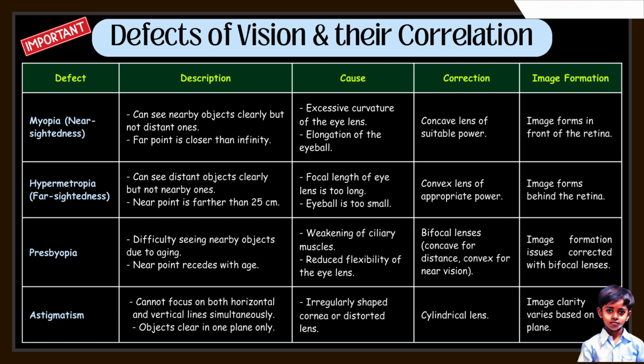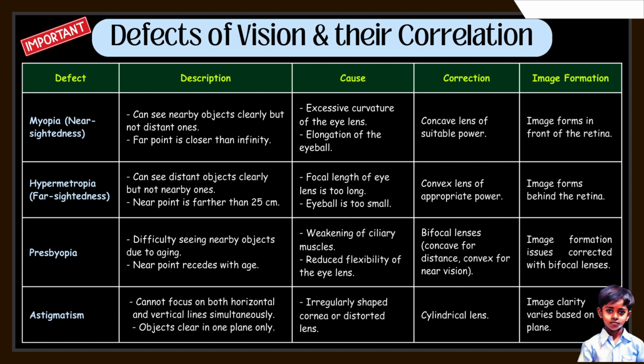Myopia happens due to excessive curvature of the eye lens or an elongated eyeball. Because of this, light rays from distant objects focus in front of the retina, making distant vision blurry. To correct this, we use a concave lens, which diverges the rays so they can focus properly on the retina.